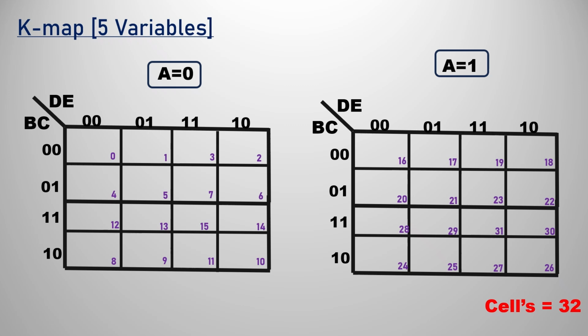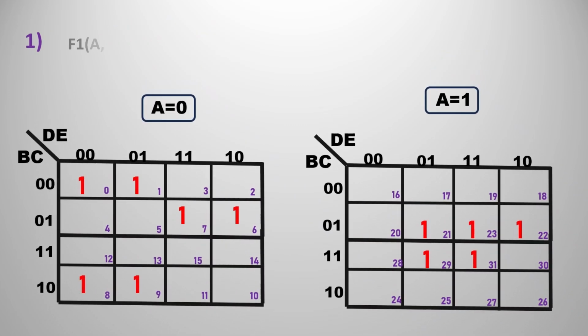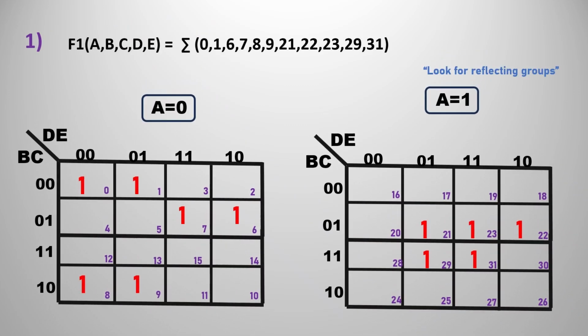So this is 32 cells total, starting from 0 to 31. So this is known as a 5 variable K-map. So let's understand how to fill with ones, how to group them, and how to minimize them. Let's directly start with the first example.